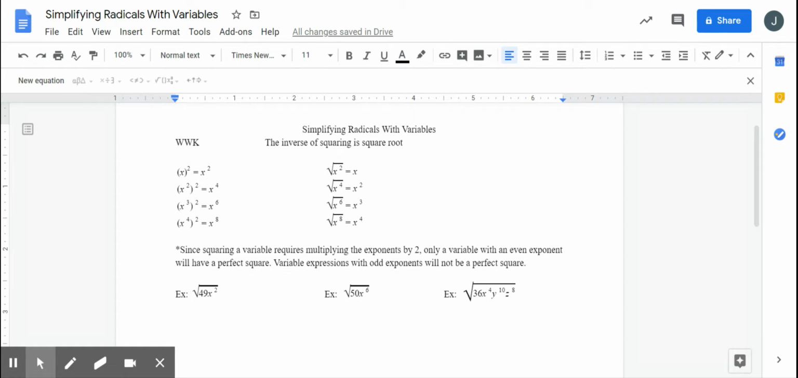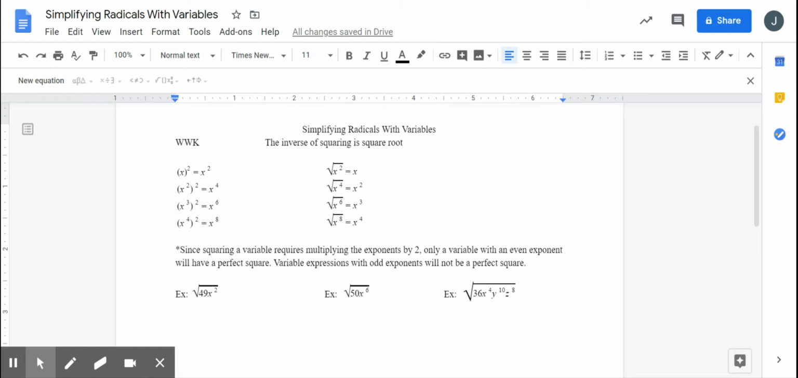Okay, here we're going to square x squared. We have the entity x squared being raised to the second power. So we keep the base, multiply the exponents. 2 times 2 is going to give me 4. So here, once again, we double the exponent. 2 times 2 is 4. Now, the square root of x to the fourth, we're going to take that exponent and divide it by 2. So the square root of x to the fourth is going to be x squared.